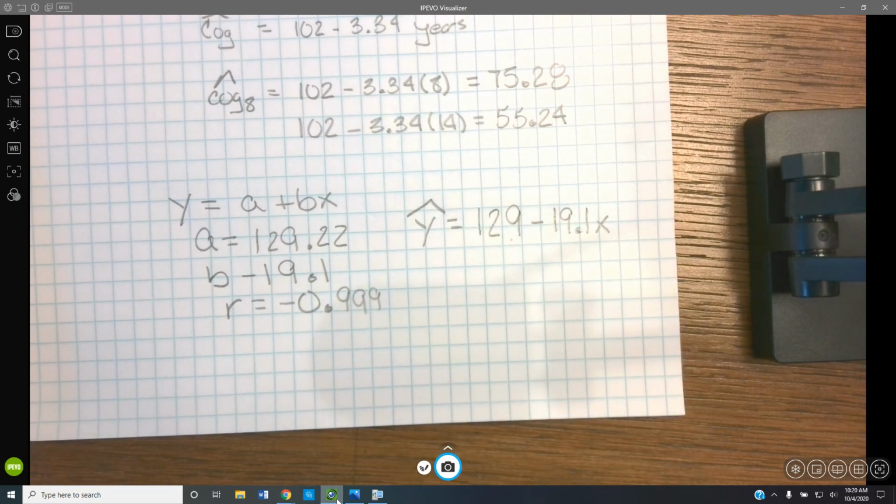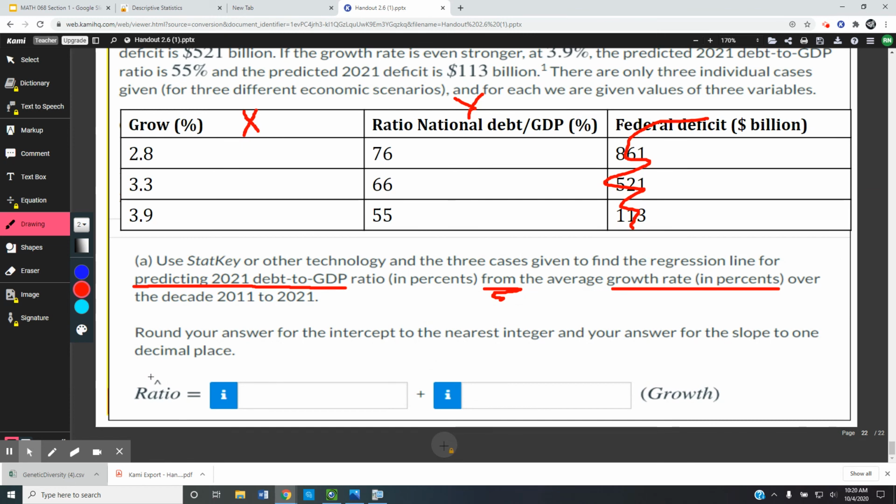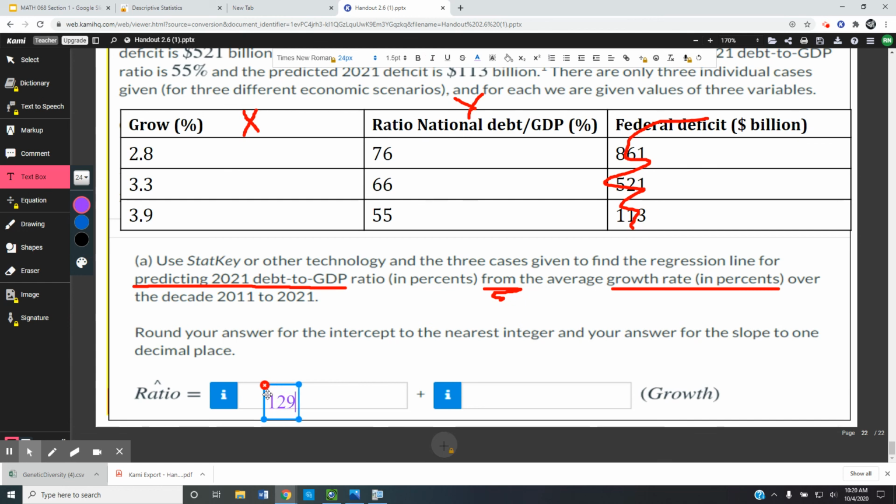So I'm going to go back. I'm going to do a little typing here. The ratio prediction is equal to 129 right here plus every unit of growth, and this unit of growth actually happened to be negative, so actually you could take out the plus before and just write minus if you want, but it's 19.1 times every unit, 1 unit of growth.